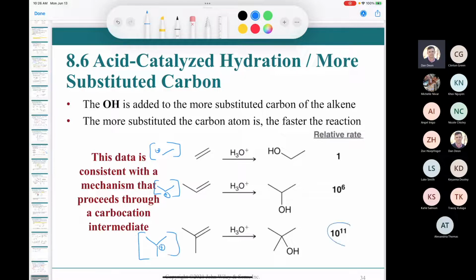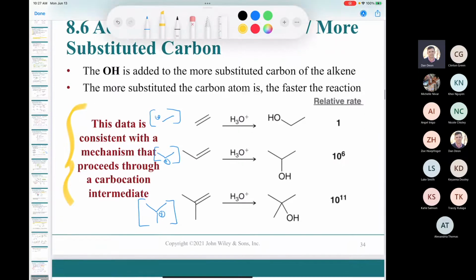And you can see that the reaction rate is billions of times faster than the reaction rate with a primary carbocation, which essentially isn't going to happen because a primary carbocation is so unstable. And so the rates of these reactions that we see are consistent with the idea of the mechanism proceeding through a carbocation intermediate. They go together. It makes complete sense. There's a rationale for it. Well, let's take a look at that mechanism in more detail.